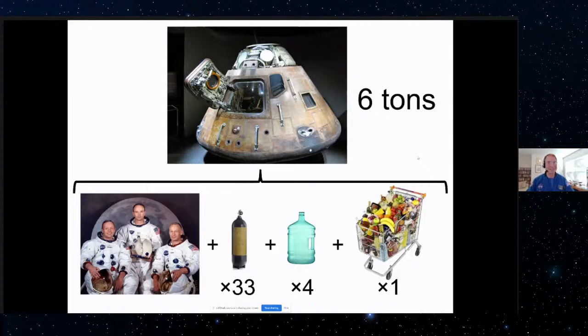3 people for a week are going to drink up about 4 of those big 5-gallon jugs of drinking water that you can see in the office water cooler. And 3 people for a week is going to eat up about 1 grocery cart worth of food. And that all fits pretty well into a 6-ton capsule. But I want you to remember this picture because we're going to see another one like it later.